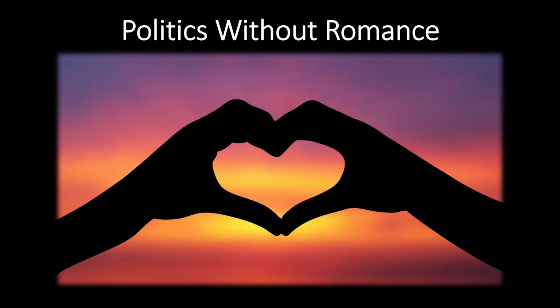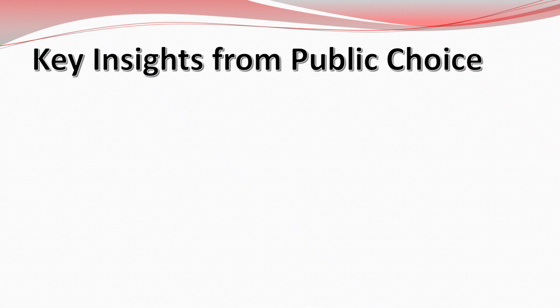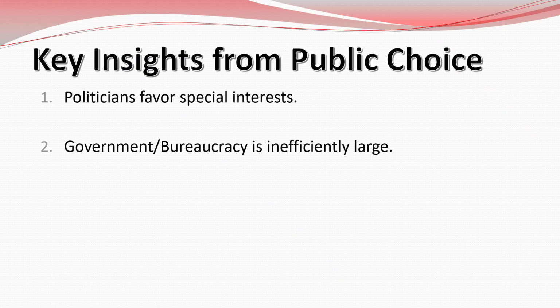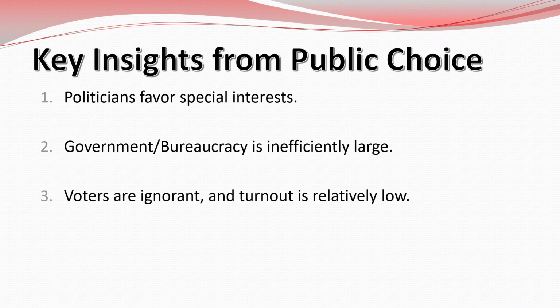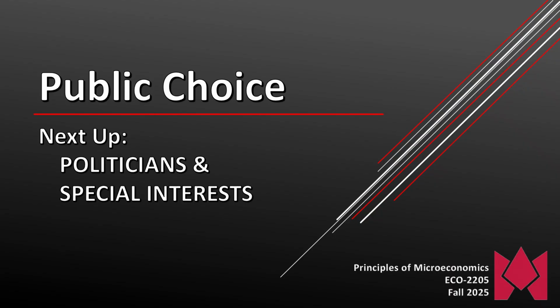So what happens when we apply economics to politics? What happens when we allow the limitations and motivations of politicians to be more human? Well, public choice gives us three key insights when we make politics a little more human. And we're going to discuss these in the next series of videos. The first is this idea that politicians favor special interests. Number two is that government bureaucracy is inefficiently large and has some weird incentives. And three, voters are ignorant and turnout in elections tends to be relatively low. So that's just the introduction to public choice. Next up, we're going to discuss politicians and special interests.